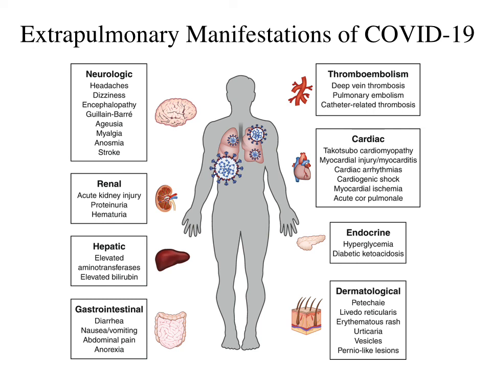Given that ACE2, the entry receptor for the causative virus SARS-CoV-2, is expressed in multiple extrapulmonary tissues, direct viral tissue damage is a plausible mechanism of injury. In addition, endothelial damage and thromboinflammation, dysregulation of immune responses, and maladaptation of ACE2-related pathways might all contribute to these extrapulmonary manifestations of COVID-19. So clearly this virus is much more than just a simple flu or a simple respiratory infection.